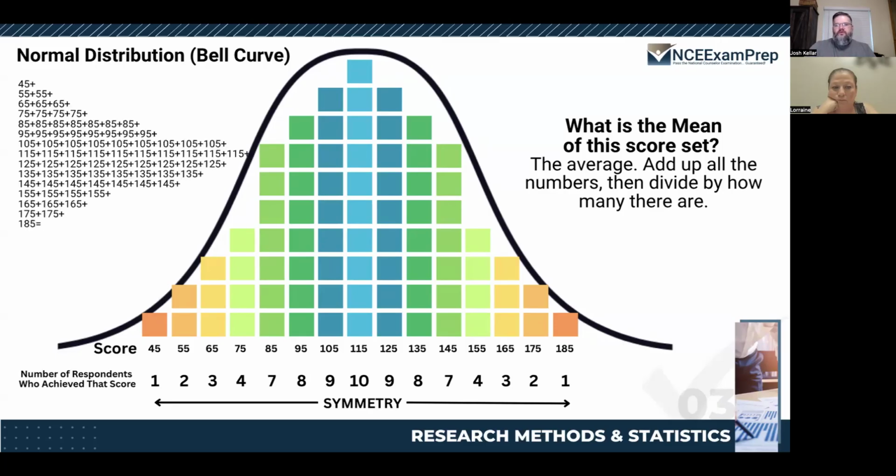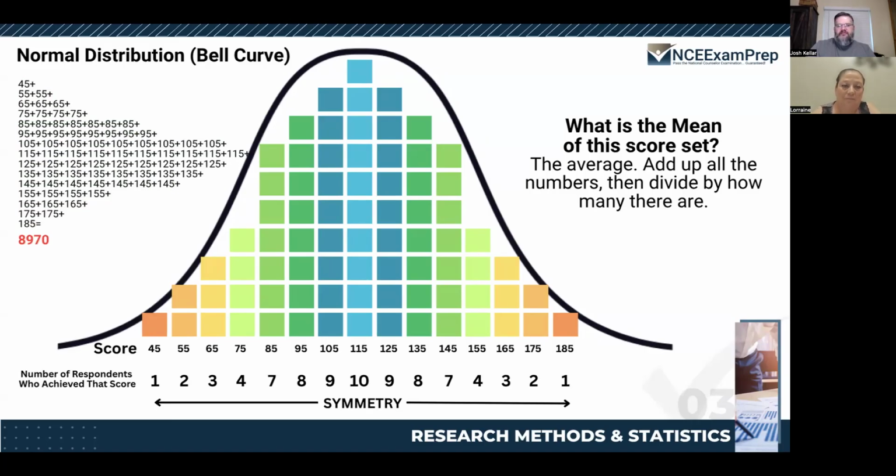But if we wanted to add up all the scores, this is what we have to do. There's one 45 score, there's two 55s, there's three 65s, four 75s. So we have to add up all of those scores, and that would give us 8,970. You're not going to have to do this on the NCE, okay? Not with this many.